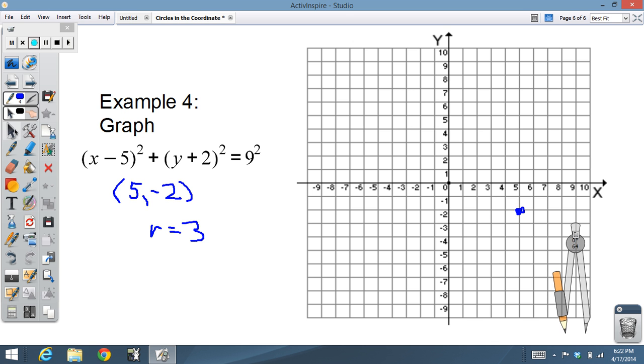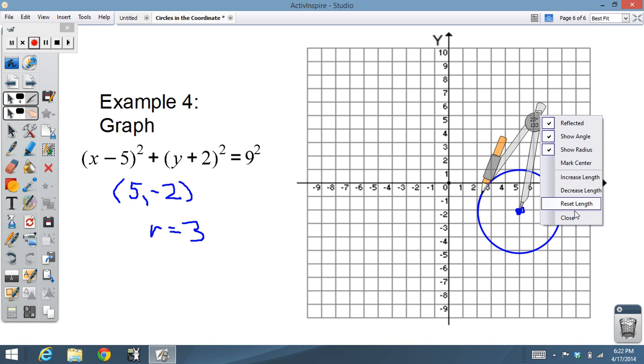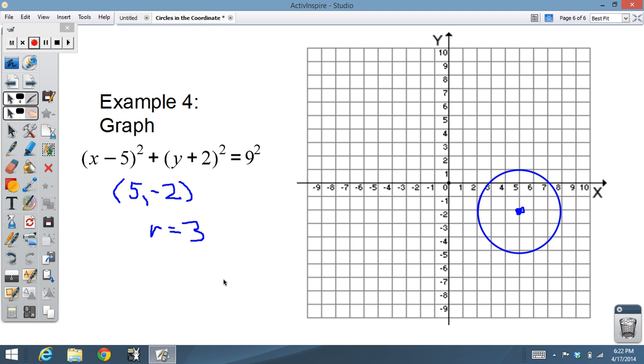I'm going to go pick up my compass. All right, set her right there. Set my radius to 3. Close enough. Draw my circle. Get the compass out of there. Tell you that we are done. That's how we do it. Find the center, find your radius. We got our circle.